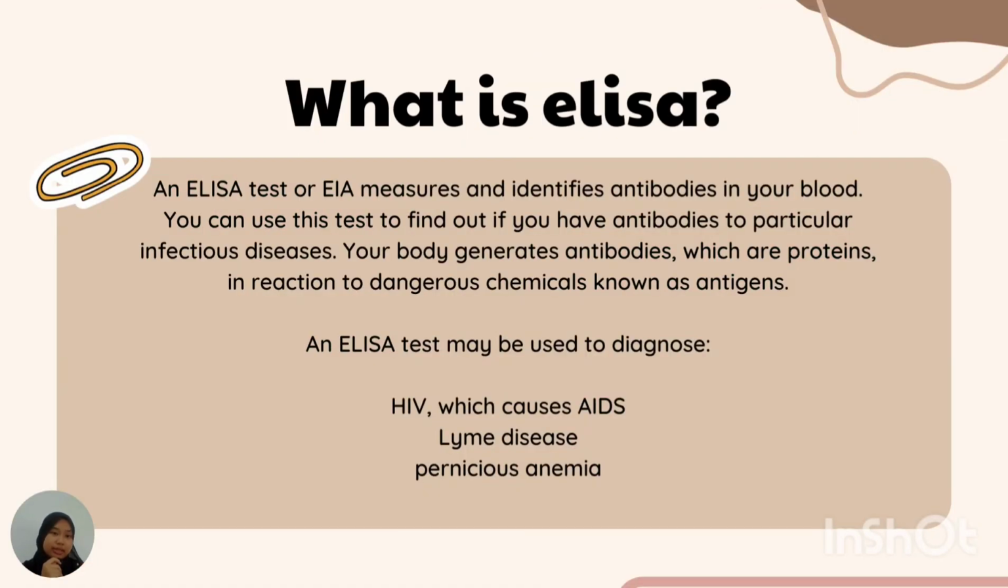So what is ELISA? An ELISA test or EIA measures and identifies antibodies in your blood. You can use this test to find out if you have antibodies to particular infectious diseases. Your body generates antibodies, which are proteins, in reaction to dangerous chemicals known as antigens. An ELISA test may be used to diagnose HIV, which causes AIDS, Lyme disease, and pernicious anemia.